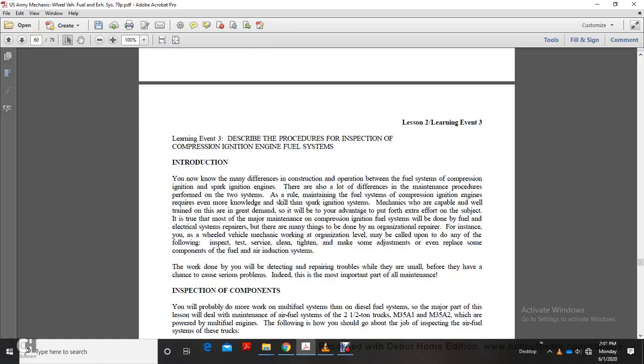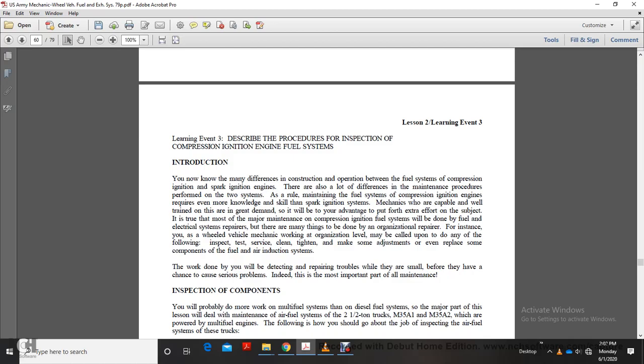Learning event 3. Describe the procedure for the inspection of the compression ignition engine fuel systems. You may now have the difference in construction and operation between the fuel system of compression ignition and spark ignition engines. There are a lot of differences, mainly in the procedure for the performance of the two systems, as well as the rule in maintaining the fuel system. The compression ignition engine requires even more knowledge and skills than the spark ignition systems.